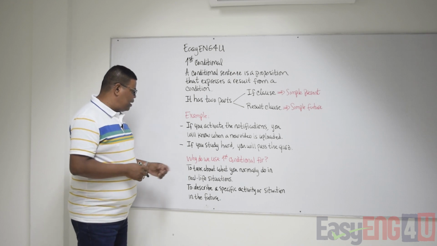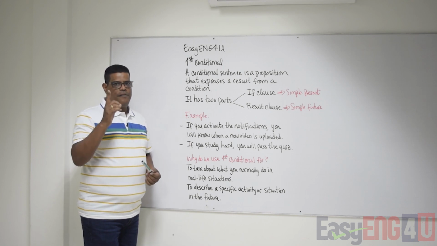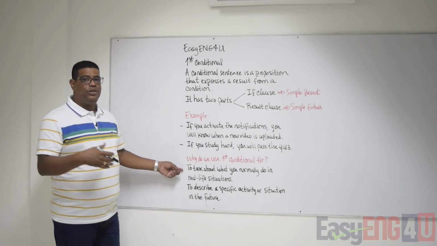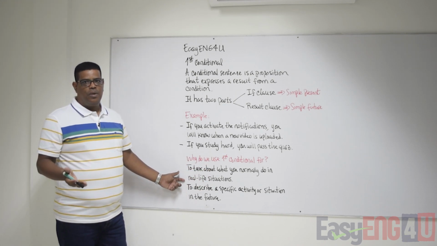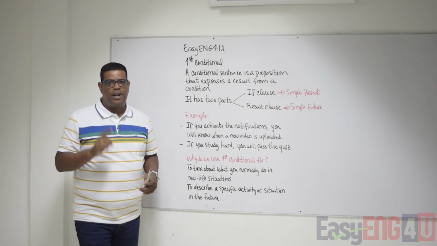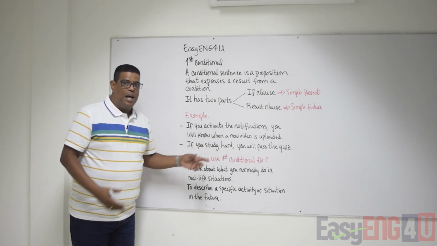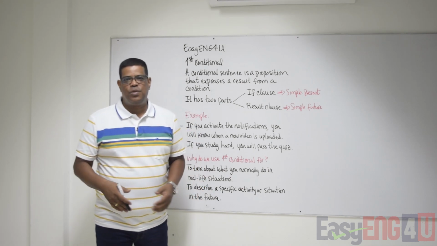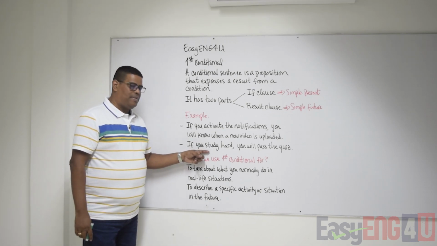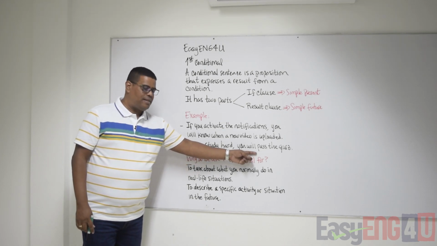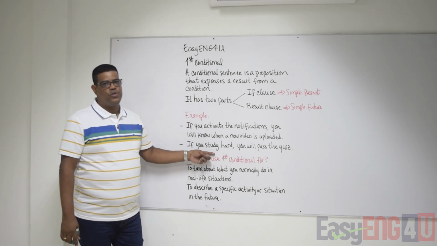So, why do we use conditional sentences in English? Very simple. Number one, because we want to talk about what you normally do in real life situations. What you normally do, if you are a college student or a high school student, is study hard because you want to pass quizzes, you want to pass exams, you want to be the best student. But the condition to get this is to do this one. You will pass the quiz if you study hard.